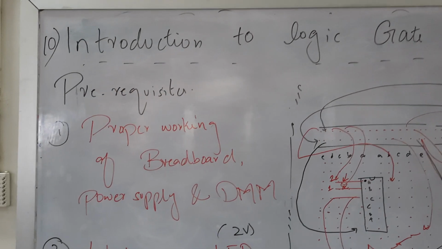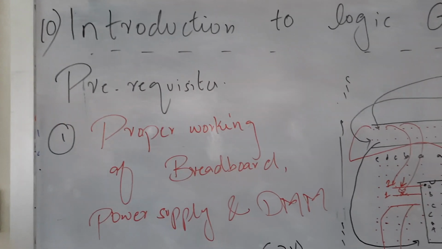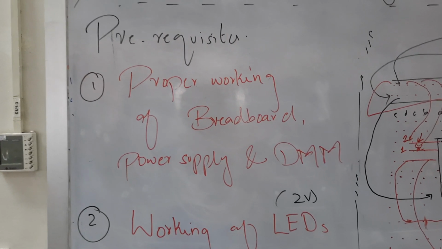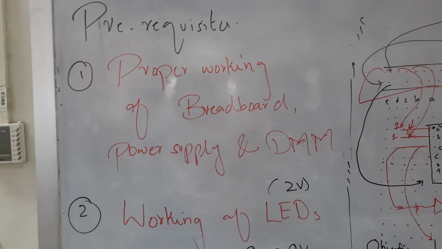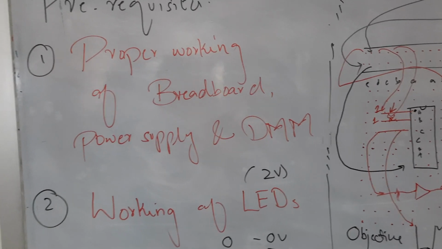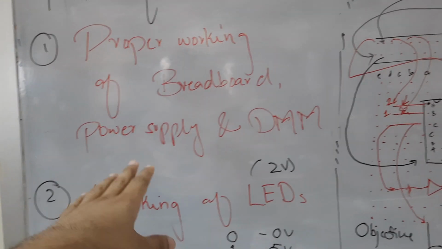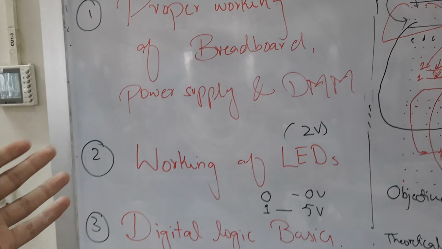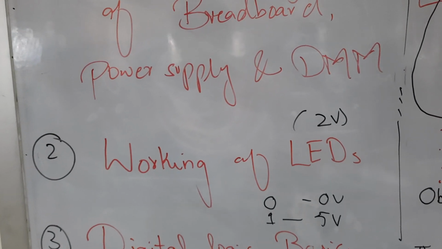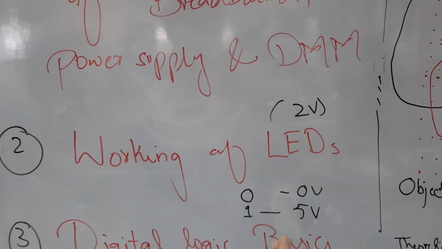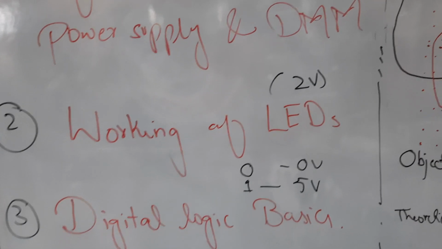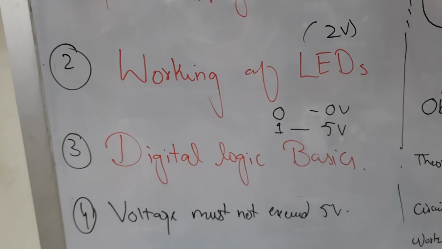So let's start. The prerequisite of this lab is you should know the proper working of a breadboard. Obviously, you know how to place an IC and where to place an IC, how to give it proper power and how to measure the output, and so on. Similarly, power supply and DMM. Working of LEDs, obviously you will need LEDs to show your output, so you should know how many volts are needed for the LED to glow, and obviously you need a resistor in series with the LED so that your LED doesn't burn.